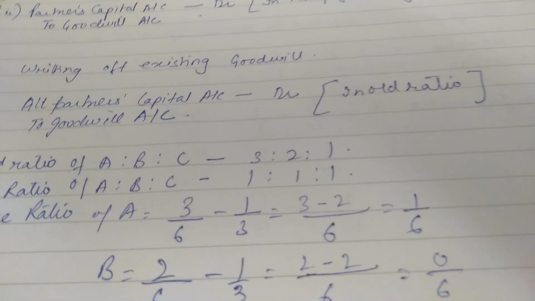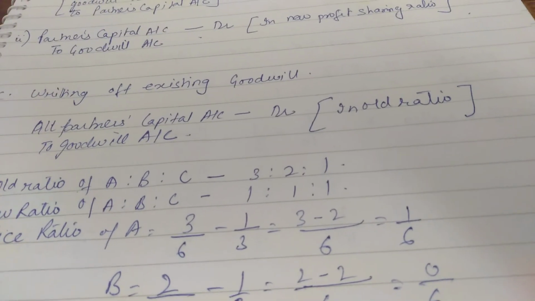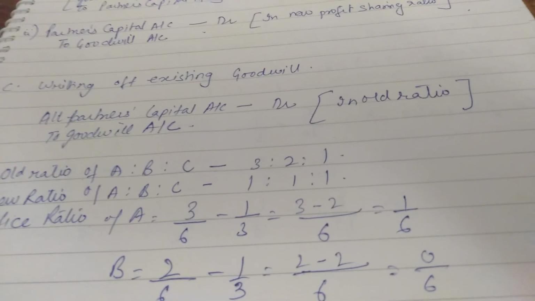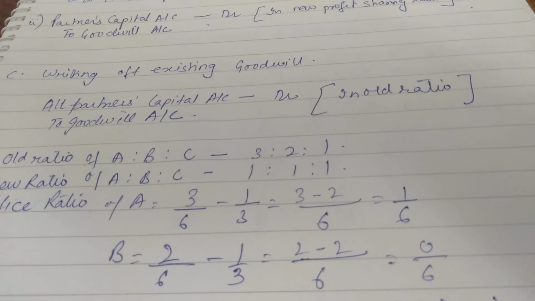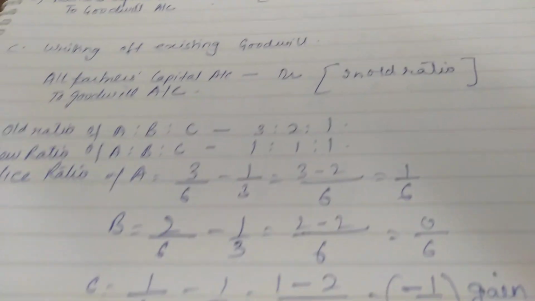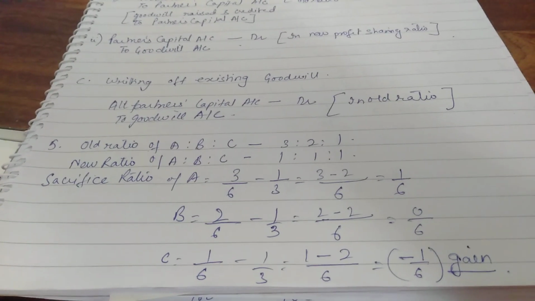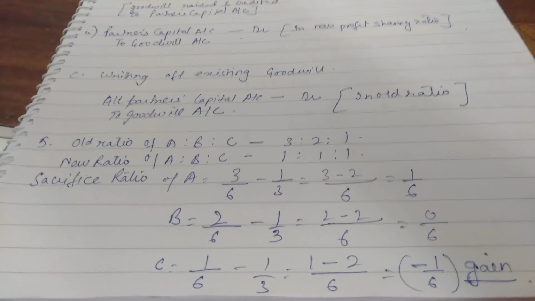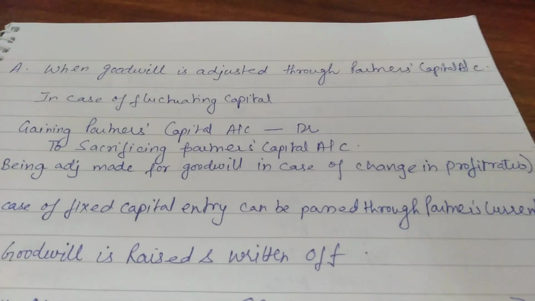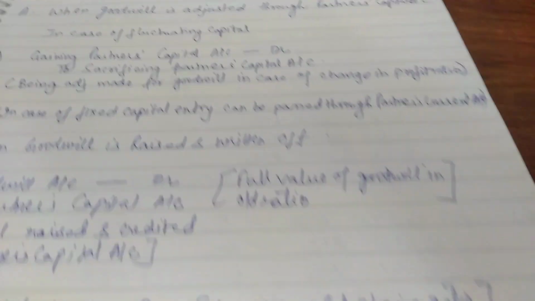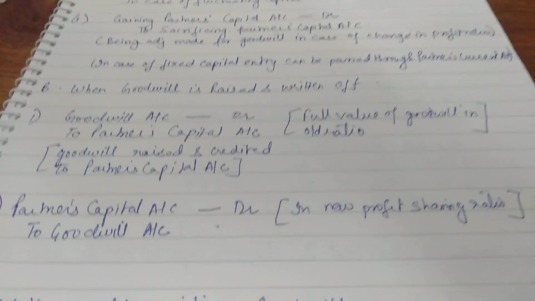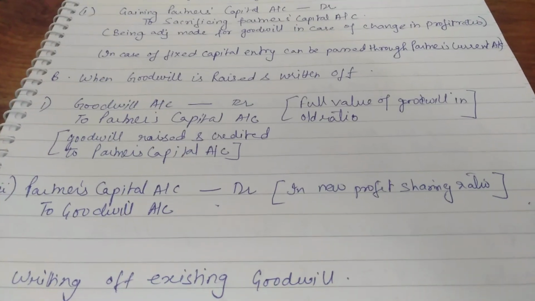Suppose they have not mentioned this value and they have given you a sum to calculate goodwill, then you will calculate goodwill using the methods explained in the third chapter. Now pass journal entries. The question is saying pass journal entry in case A, when goodwill is adjusted through the partner's capital account, and second case, when goodwill is raised and written off.